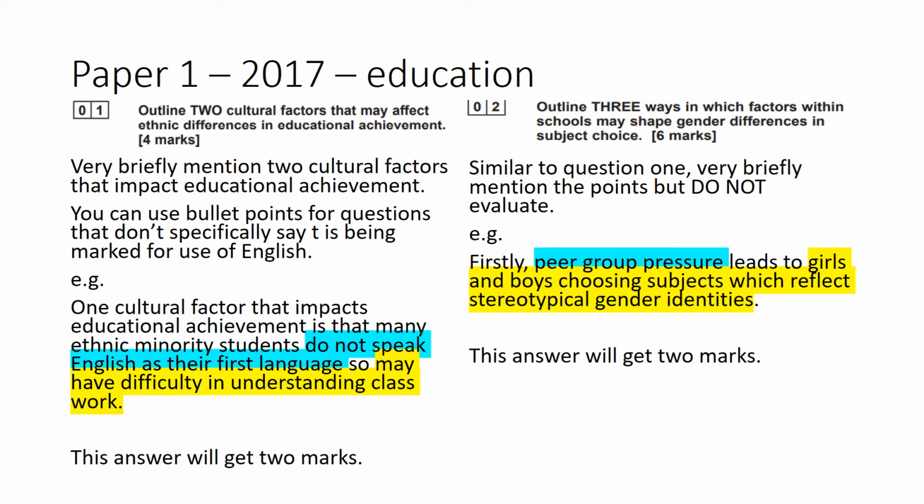And then obviously question 2, which I've done in a similar structure with the blue and yellow highlighting on the answer, but they just ask you to outline 3 ways in which factors within schools may shape gender differences in subject choice.